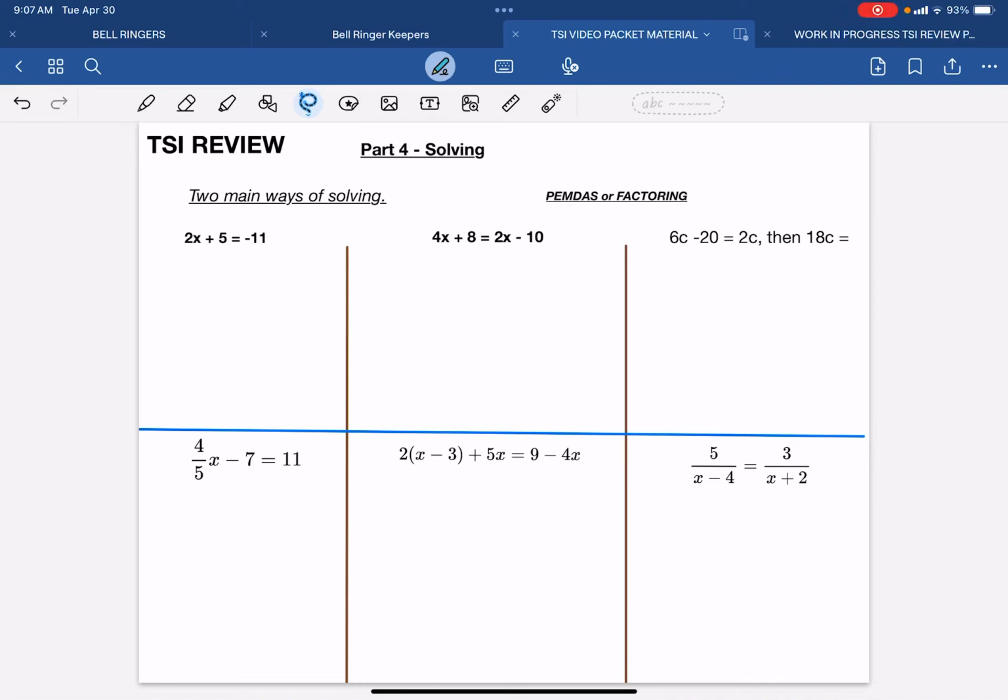Y'all doing? Hopefully you are doing okay, and up to this part of the TSI review, you are doing excellent.